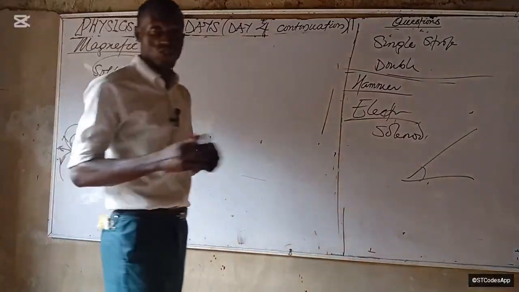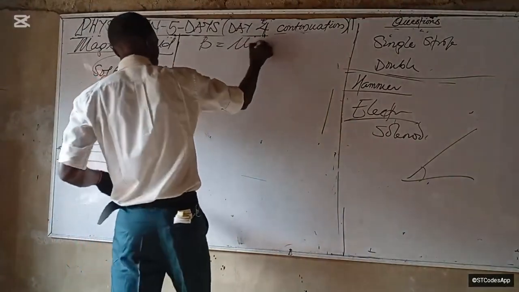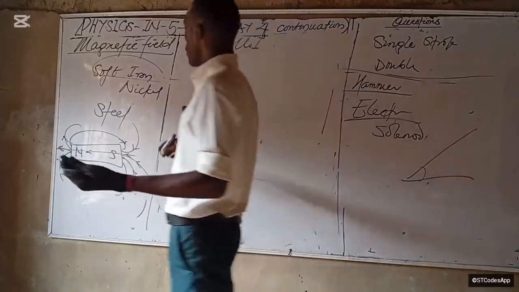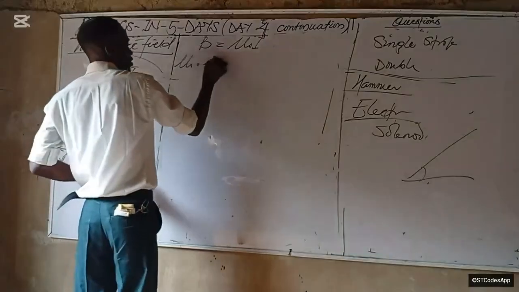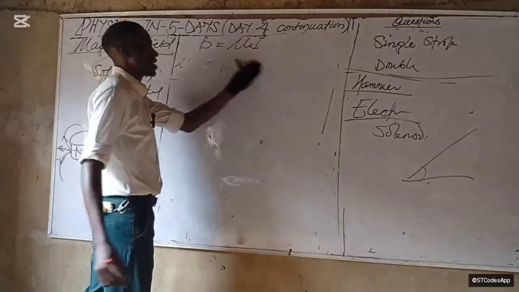So now we know that the magnetic field runs inside the magnet from south to north and outside the magnet from north to south. So we already know that B is equal to mu naught I over 2 pi.